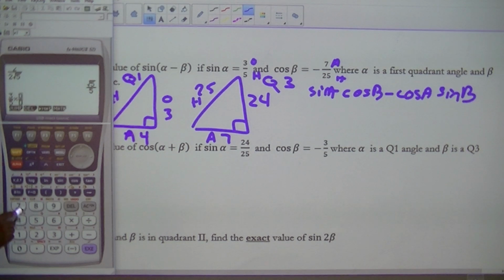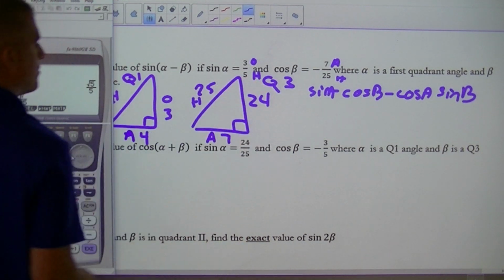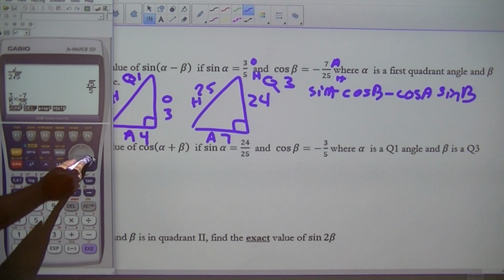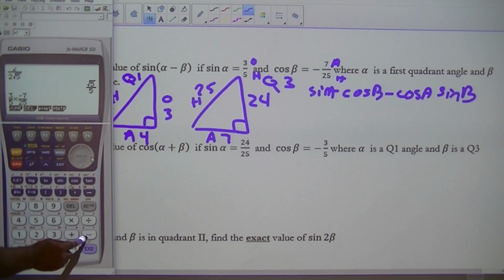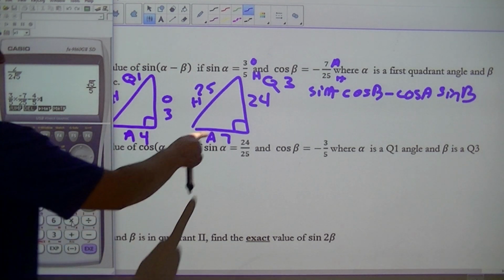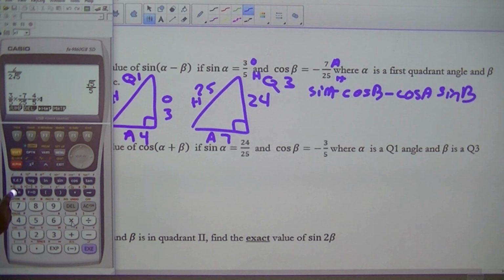That will be 7 over 25. Now, since the B triangle is in quadrant 3, the only thing positive are tangents, so I'd make that minus. Minus cosine of the A triangle, which would be 4 over 5, times sine of the B triangle. Sine of the B triangle would be 24 over 25. Since it's in quad 3, it would be negative. That's all you got to do for that.